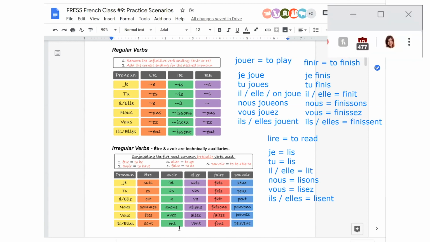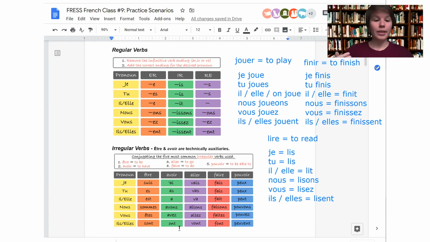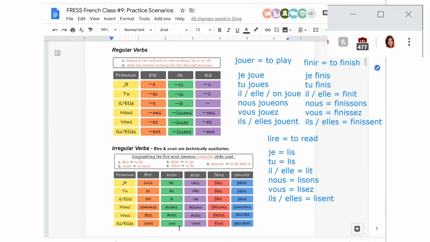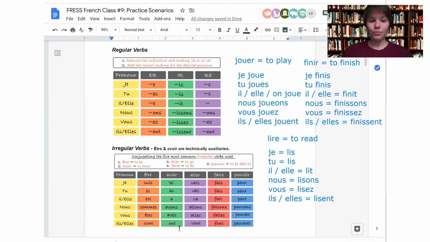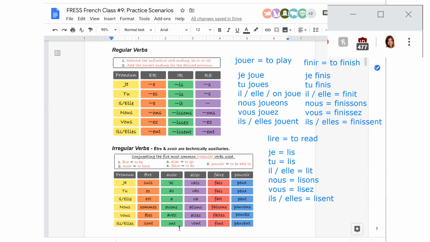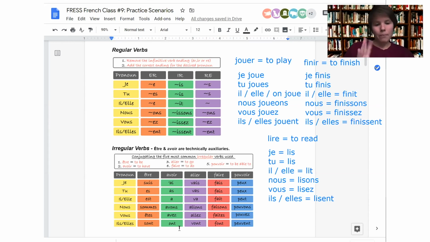So you've got je suis, tu es, il, elle est, on est, nous sommes, vous êtes, ils, elles sont. Okay? So, je suis, tu es, il est, nous sommes, vous êtes, ils sont. Exactly. So, ils, elles sont is a little bit different to ils, elles ont.